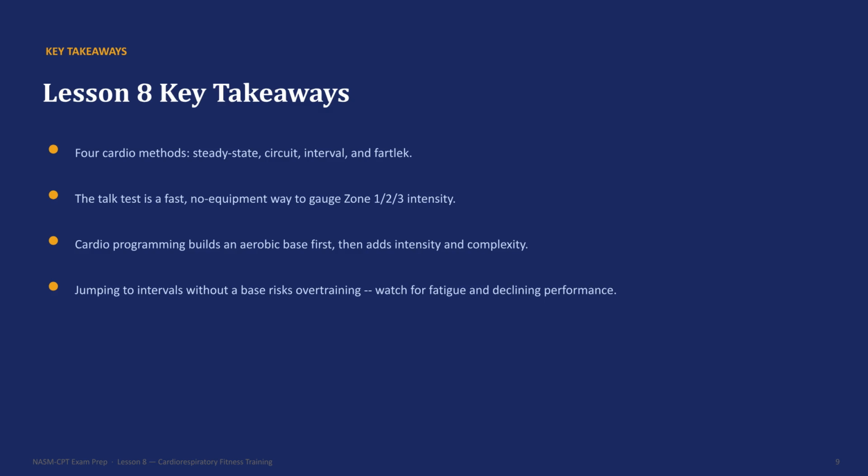Here's the single most testable idea to carry forward. Early phases pair steady state with zone 1. Later phases pair interval and fartlek with zone 3. That pairing is worth remembering above everything else in this lesson.